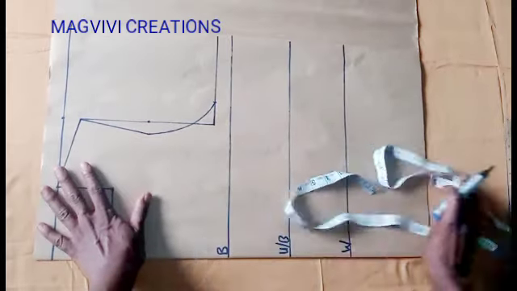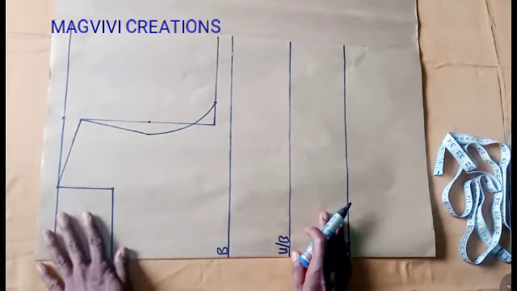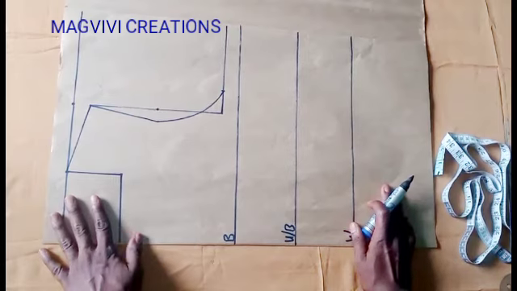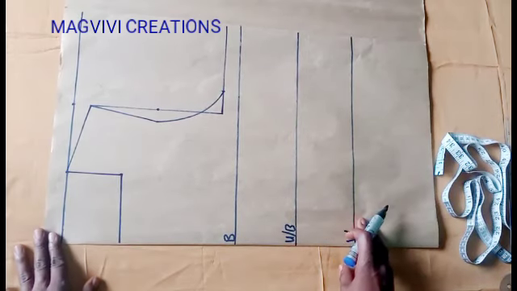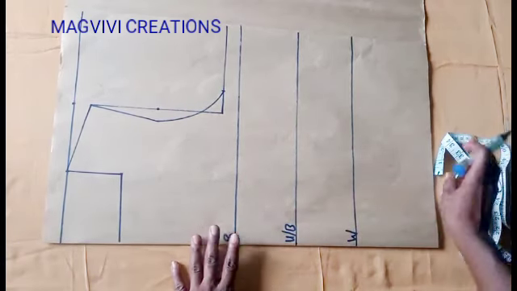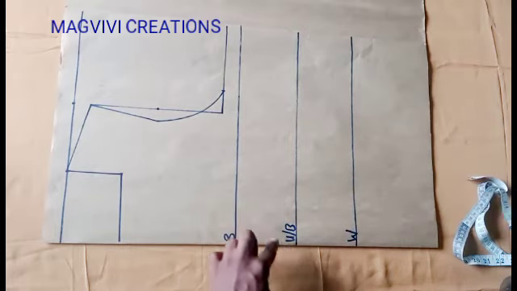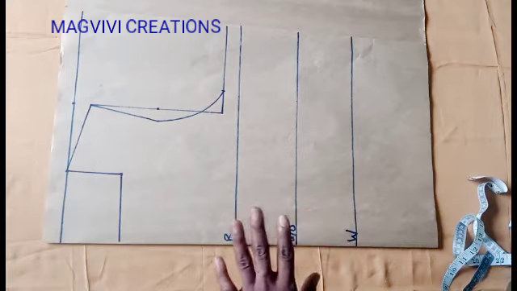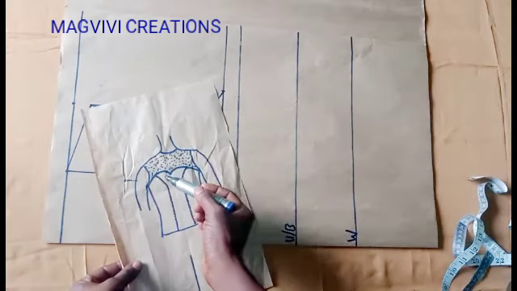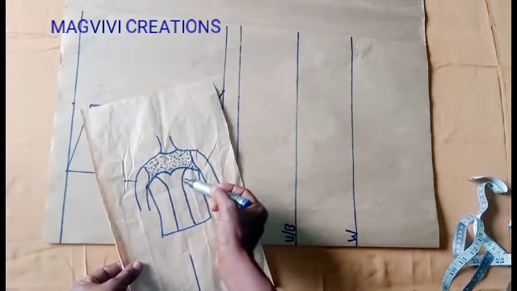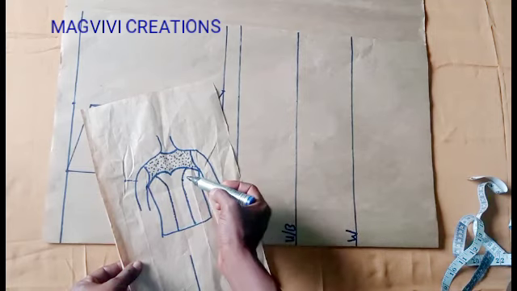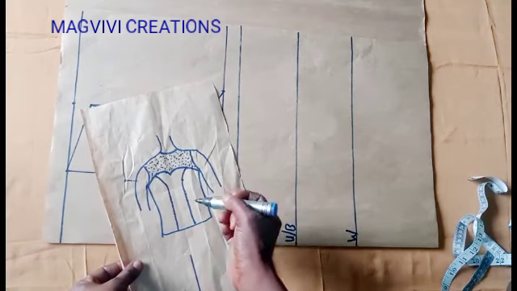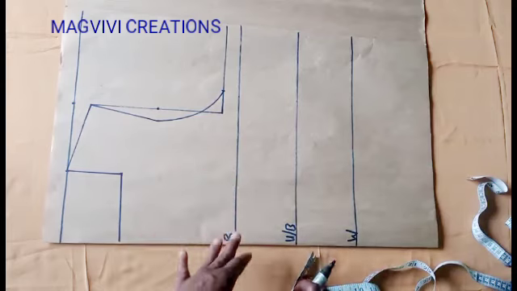Now, by the time you have gotten to this stage, the next thing is to place your darts. To place the darts, we would mark the bust span. For those that don't know what the bust span is, it is the distance between one nipple to the other. We call it nipple to nipple. So that's your bust span. So you mark your bust span.